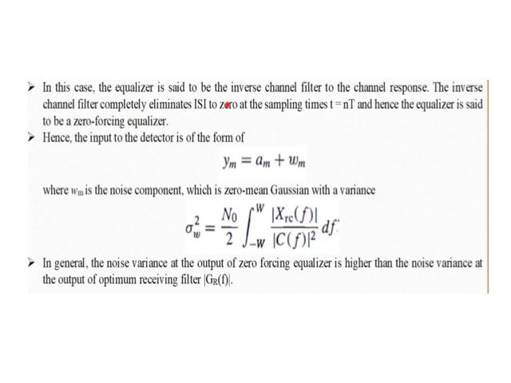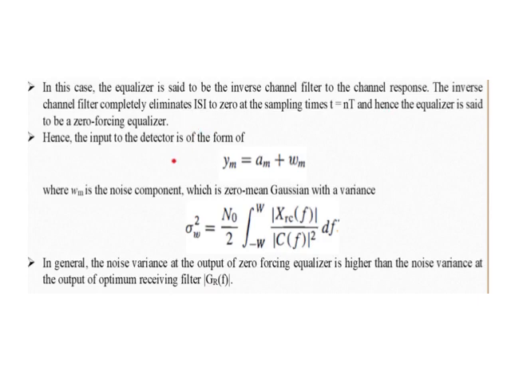Whatever discussion we did with respect to the equalizer, that it is the inverse of the channel response, due to this the channel filter completely eliminates the ISI to 0 at the sampling instants t is equal to nT, and hence the equalizer can be called a zero forcing equalizer.